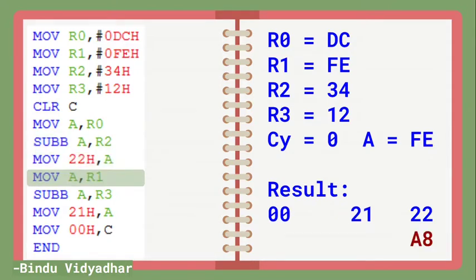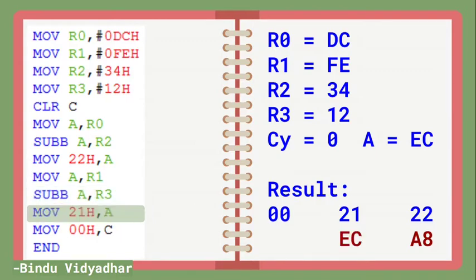The next byte, which is the higher byte of minuend, is loaded to accumulator for the next subtraction. The higher byte of subtrahend is subtracted and results in EC with no borrow. EC is stored in memory.